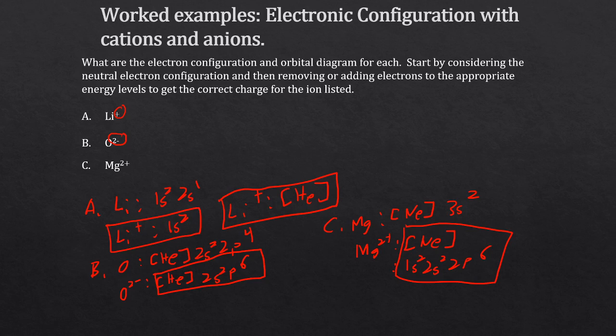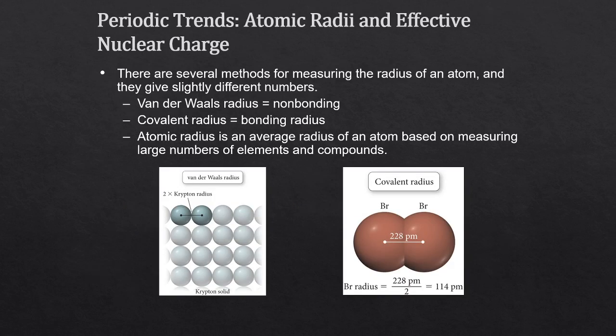Let's look at some periodic trends now to help us figure out some of the information we can learn from where things are on the periodic table. The first trend we're going to talk about is the effective nuclear charge and atomic radii.